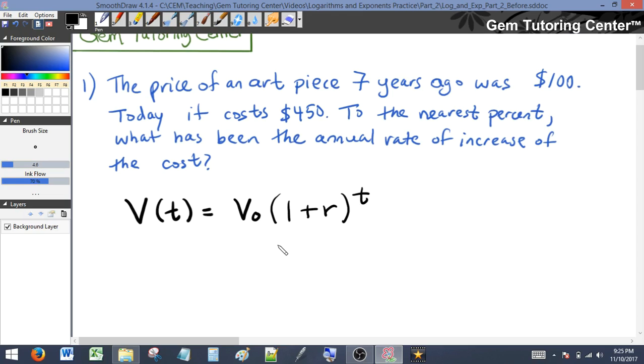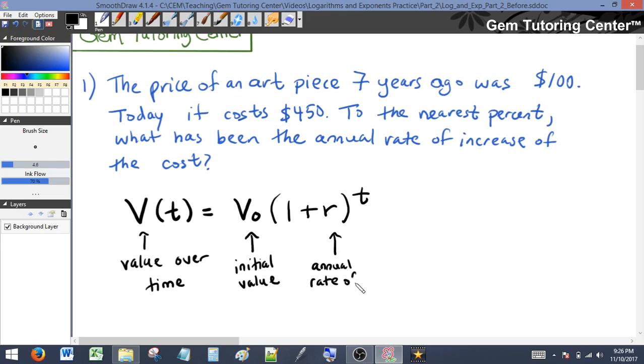You may have seen this equation in your classes, but if you haven't, let's quickly explain what it is. This is the value over time, in this case the value of the art piece, and this is the initial value of the art piece. This is the annual rate of increase of the art piece, and this is the time in years.